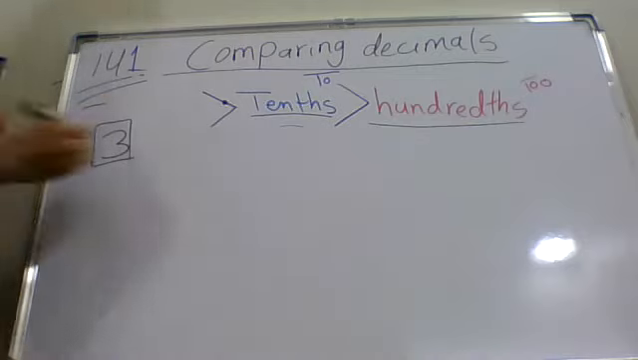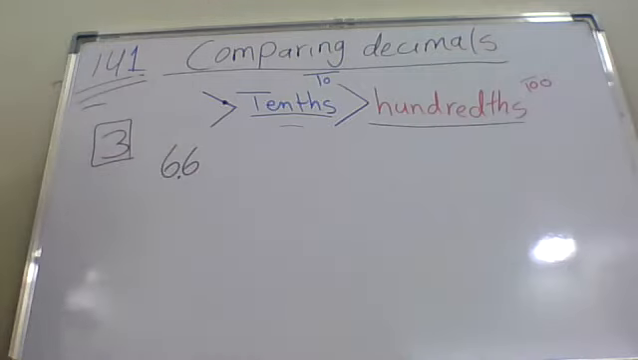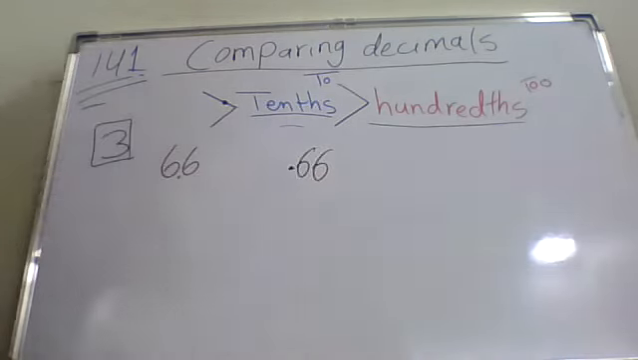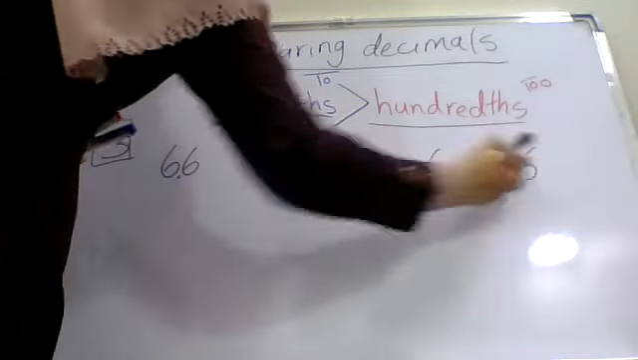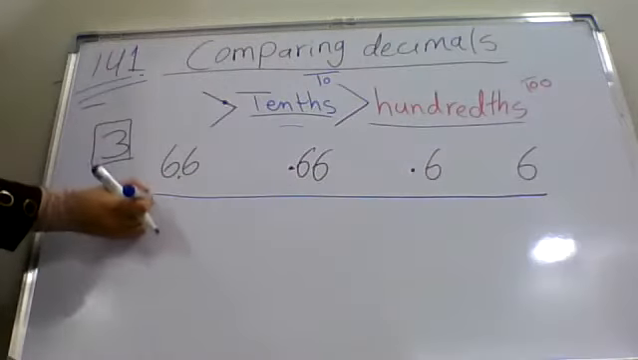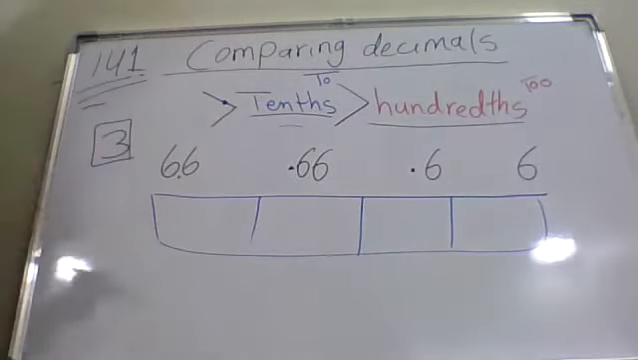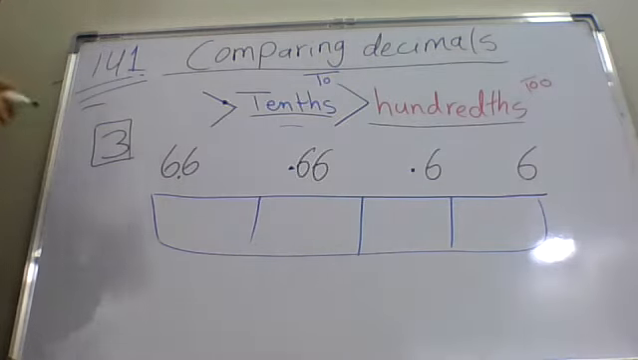I will do 6.6, and I have 0.66, and I have 0.6, and I have 6. And we need to order these numbers, okay? Which one is first? We need to order them from the smallest. So you have to choose the smallest number between them. Each time ask yourself, which one is the smallest?